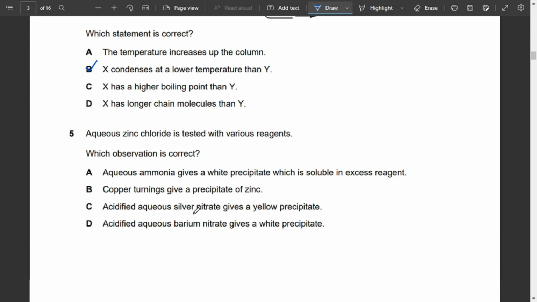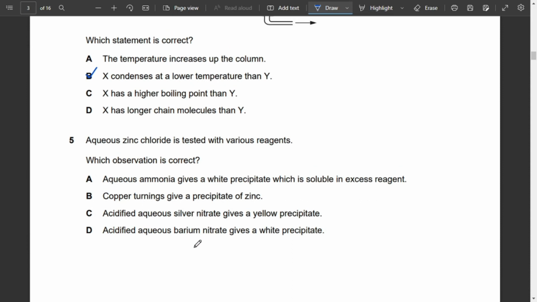So moving on to MCQ number 5, aqueous zinc chloride is tested with various reagents. Which observation is correct? Aqueous ammonia gives a white precipitate which is soluble in excess reagent. Yes, okay, this is correct. We found already the right answer, because zinc chloride, Zn2+, right? Zn2+ zinc chloride. If we look at it, zinc not being a transition metal can give us a white precipitate.